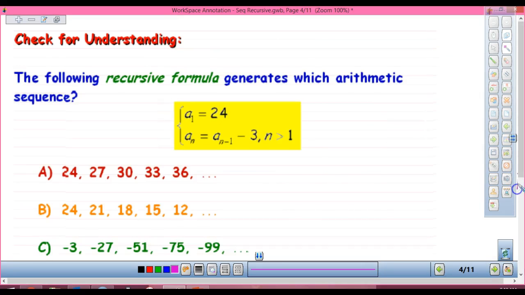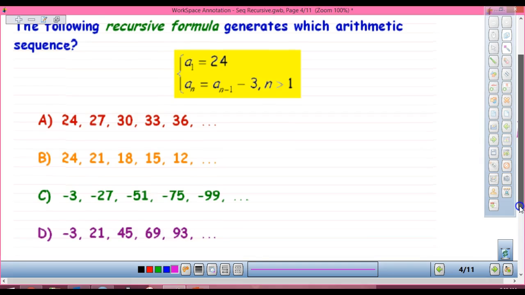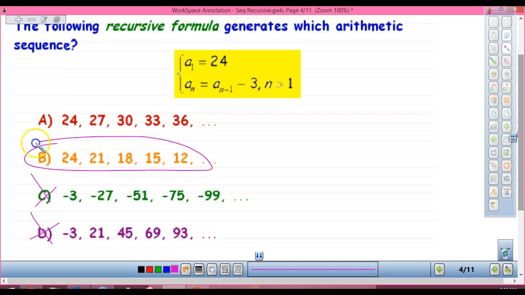All right, so this guy. What's my first term? 24 is my first term. So who can I knock out of this? I can knock out C and D, because 24 isn't my first term in C and D. All right, what's my common difference? -3. So if it's -3, am I adding 3 to it or subtracting 3? Subtracting, so which one's it got to be? B. Good.